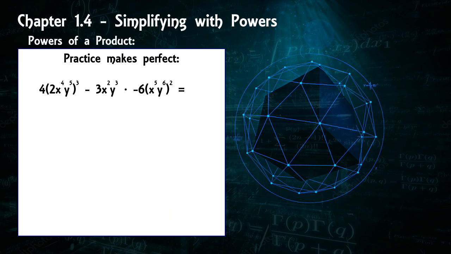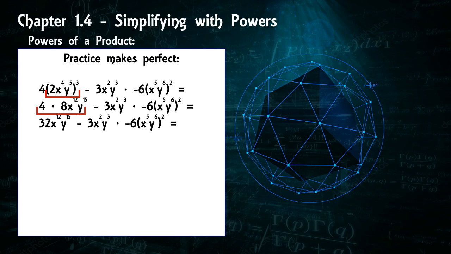So first we're going to take a look at this part of the exercise. When simplified, I have 4 times 8x to the power of 12 y to the power of 15. And this turns into 32x to the power of 12 y to the power of 15. Then this part of the exercise. This turns into minus 6x to the power of 10 y to the power of 12.